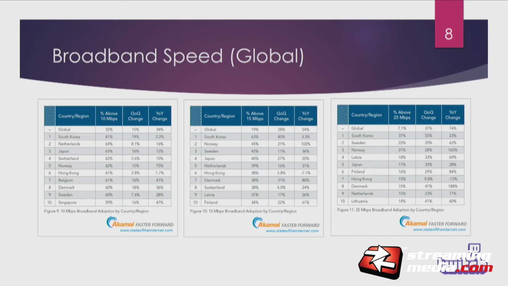This is, again, from Akamai. I love their data. As you can see, there are 3 cases here which I would like to show you. 30% of people connected globally have above 10 megabits per second. Only 19% have above 15 megabits per second, and only 7.1% globally have more than 25 megabits per second, which is the ideal for live.